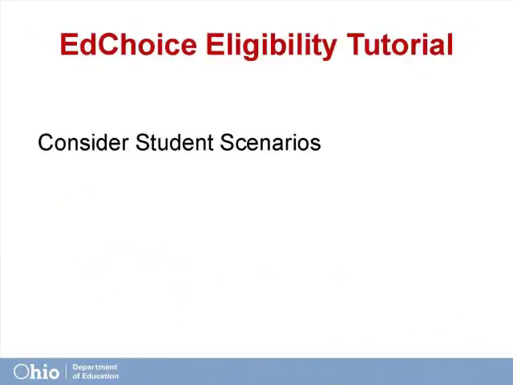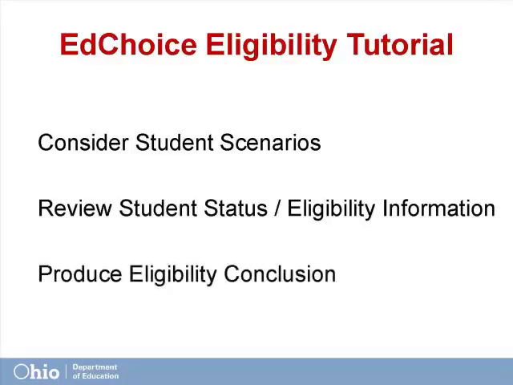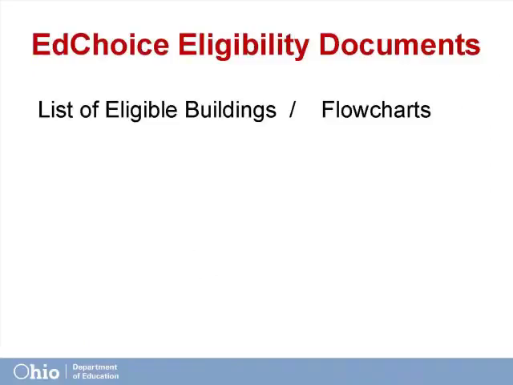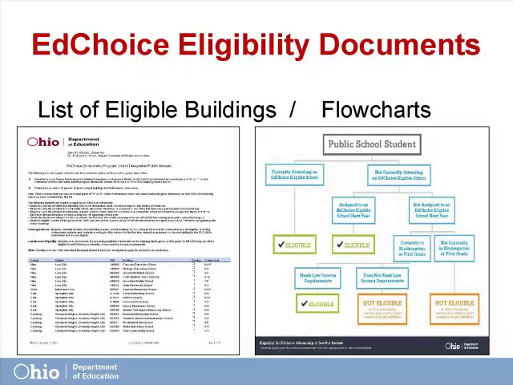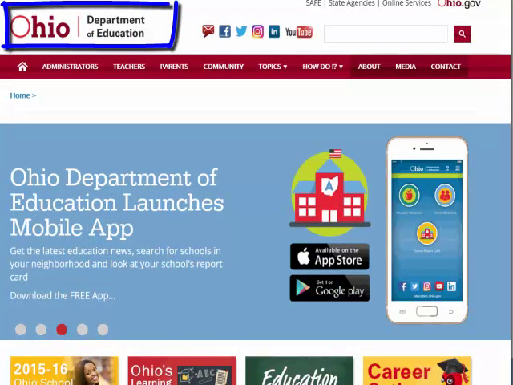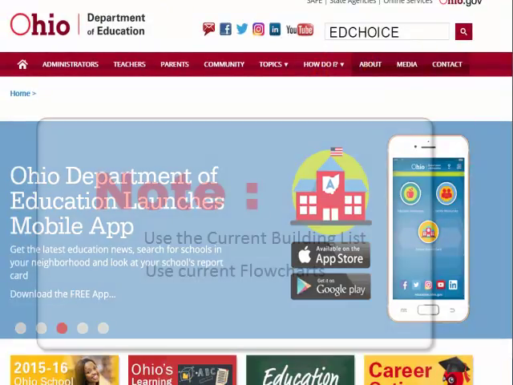In this tutorial, we will consider a number of student scenarios in which we will review the EdChoice Scholarship eligibility process to determine eligibility conclusions. Note: two documents that are required for the review process include the list of EdChoice designated eligible schools and the EdChoice Eligibility Flowcharts. These documents may be found on the Ohio Department of Education website by searching for the word EdChoice in the search box at the top of the page.